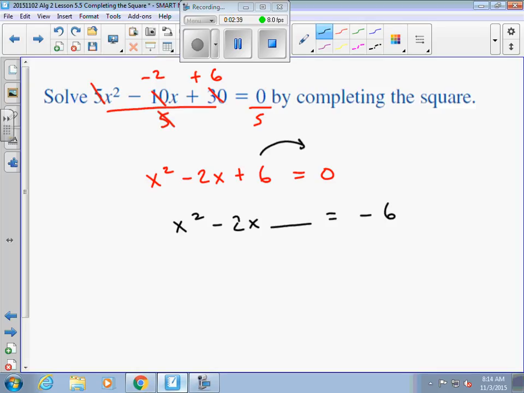So you need to move that positive 6 over. It's plus 6, so you subtract 6. Another way you can do it is you can say, well, it's positive on the left. That means when I move it over to the right, it becomes negative. That's how a lot of people think of it.